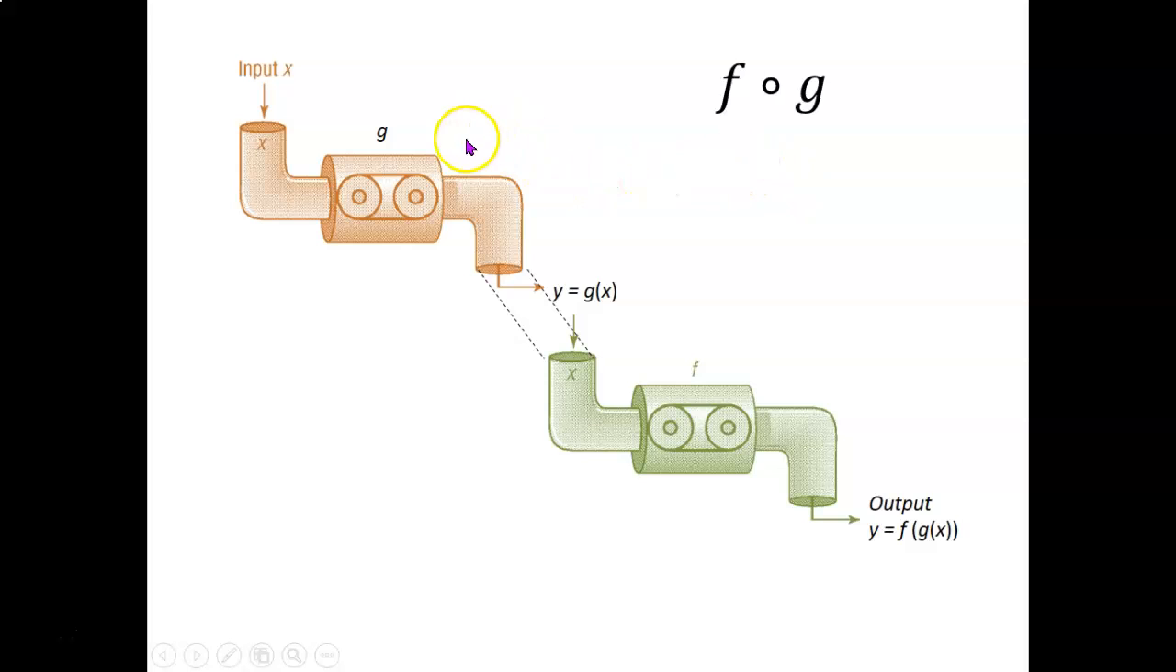Now that's assuming that we do have them hooked up in this order and we're doing f of g. If we hook them up in the other order, g of f, that would also be a possibility. It would give us a different result. So now let's look at some specific examples so we can see how this works.